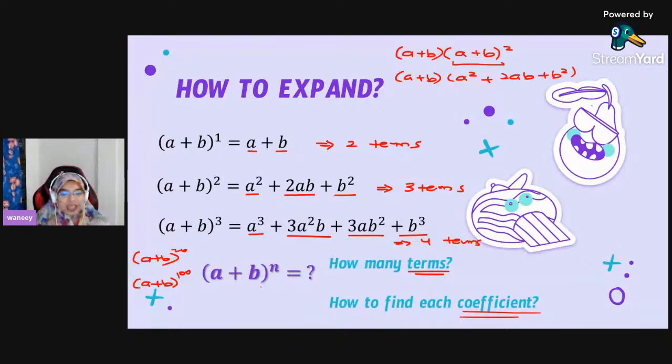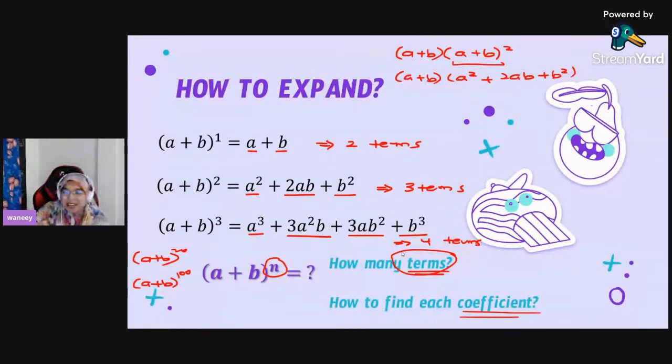Now I want to ask something. This is a plus b to the power of n. How many terms are you going to get? If we have a plus b to the power of 1, it will be 2 terms. A plus b squared will be 3 terms. A plus b cubed is 4 terms. What if we have a plus b to the power of n? How many terms?